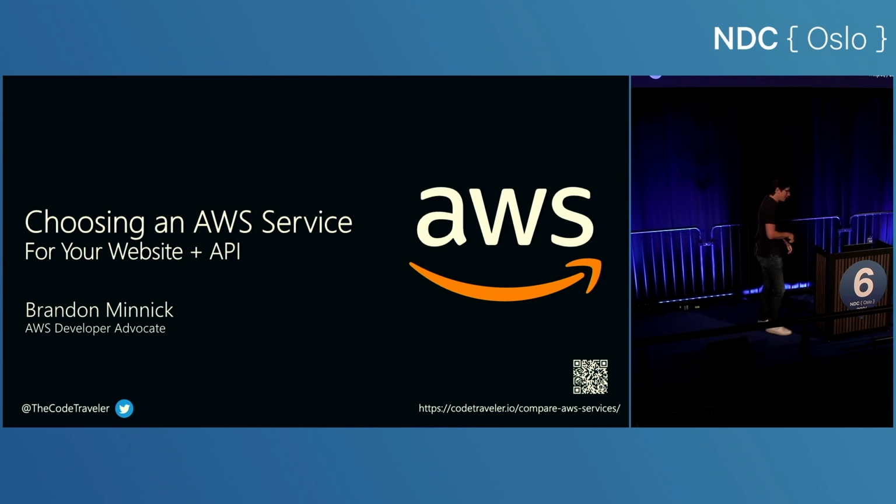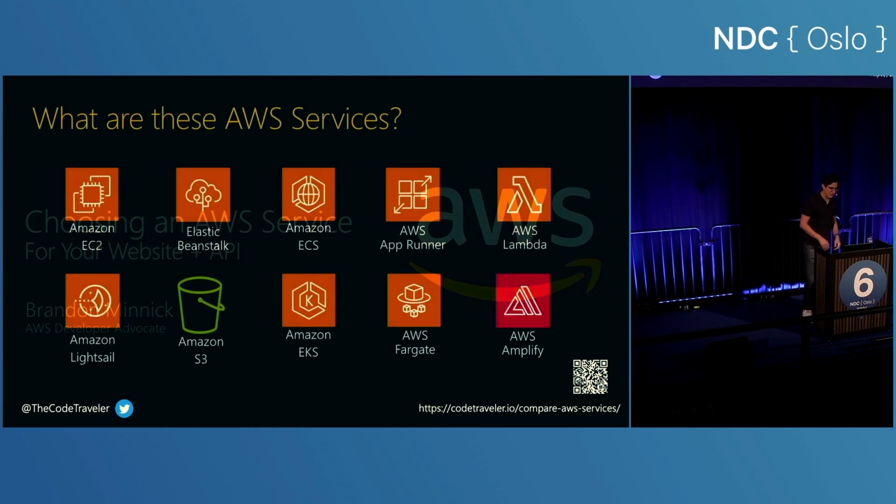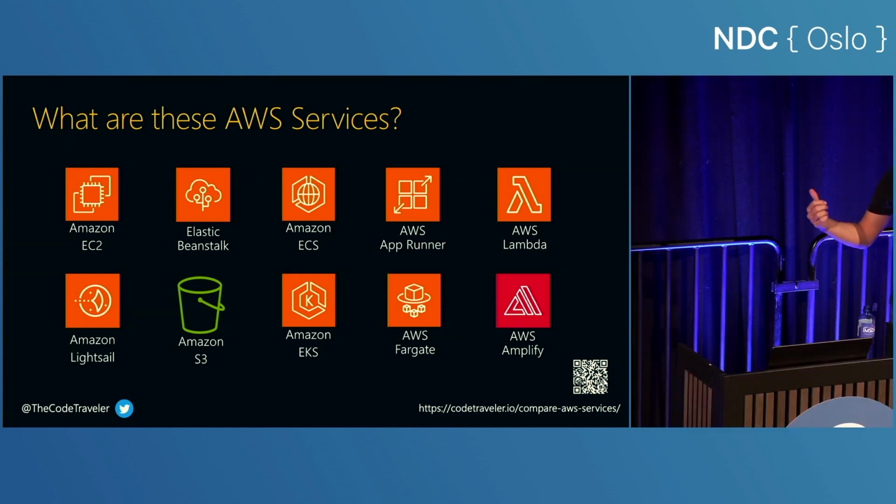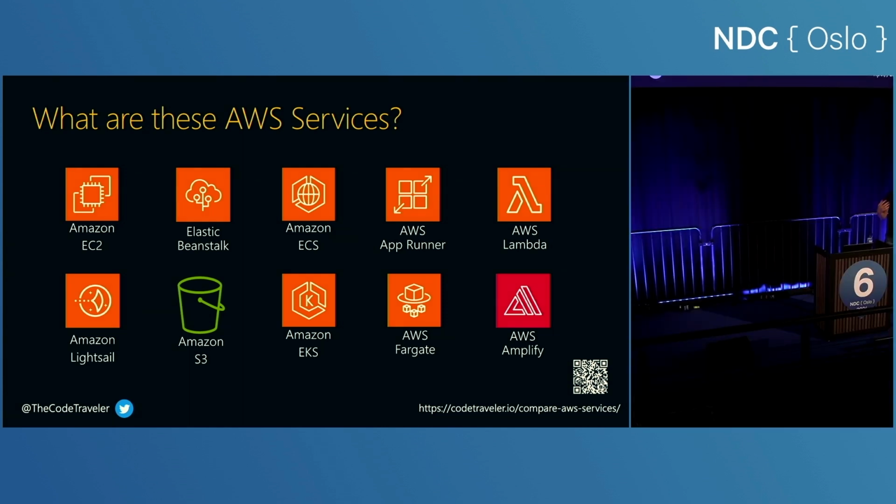But let's get into it, because today we're going to be focusing on these 10 services. So we'll be talking about Amazon EC2. We'll be talking about Lightsail, Elastic Beanstalk, ECS, EKS, AWS App Runner, AWS Fargate, AWS Lambda, and AWS Amplify.